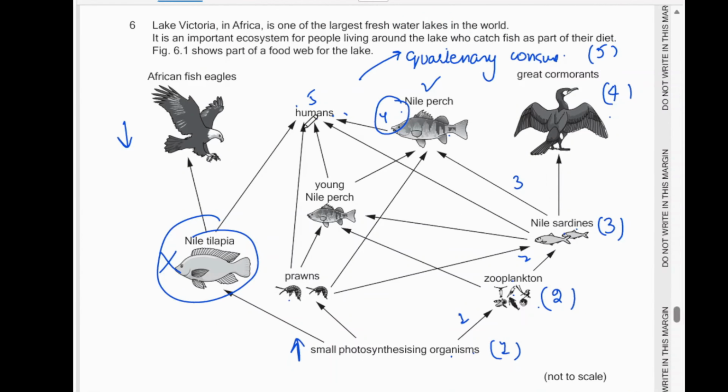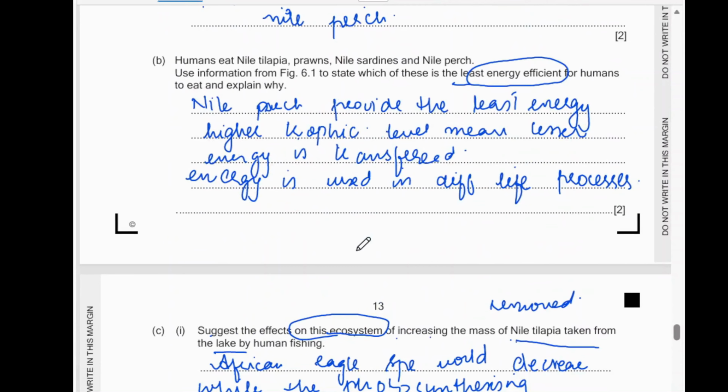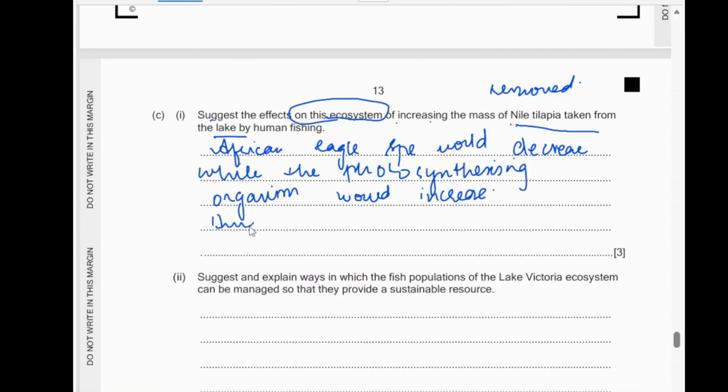Okay. Now humans do not have a choice of having Nile tilapia. So they must be feeding on some other species more. So they would be consuming more prawns, they would be consuming more Nile perch. Okay? So we can say that humans would consume more Nile perch or prawns. Tilapia is not there. Prawns. Okay.